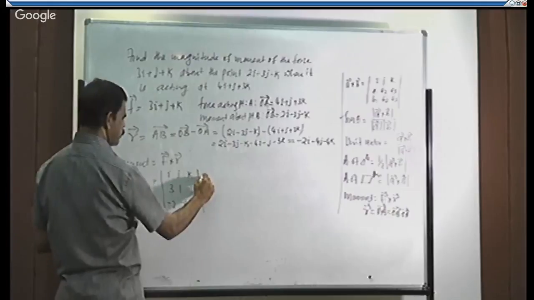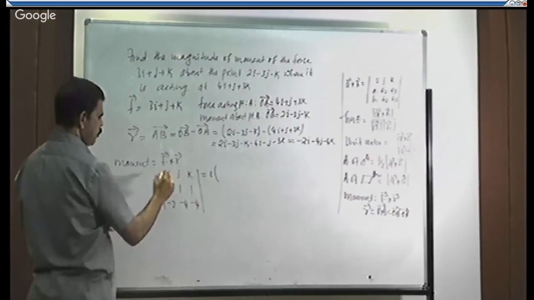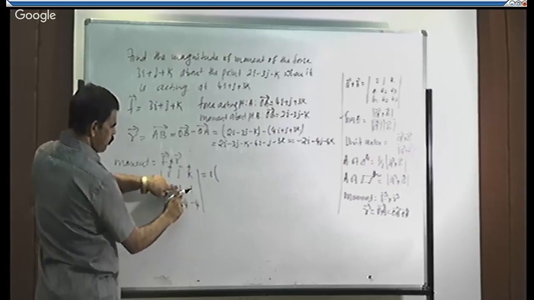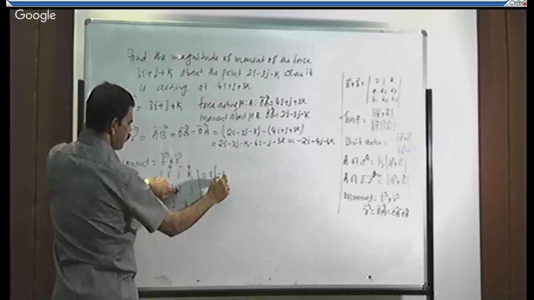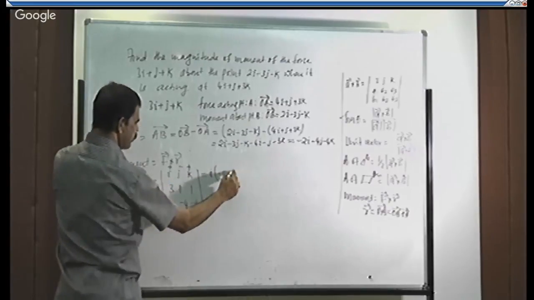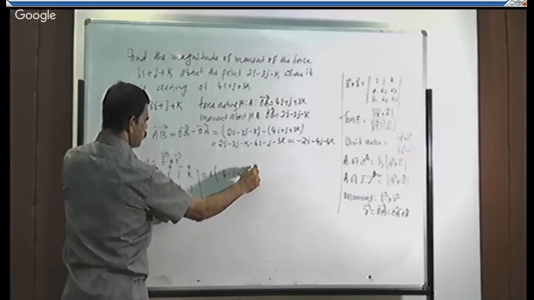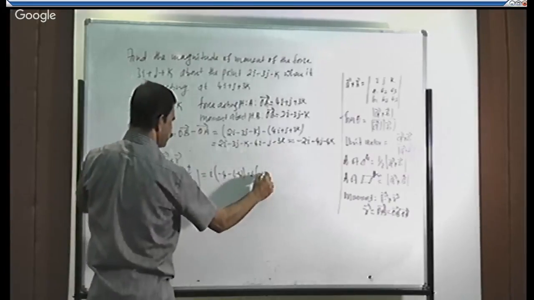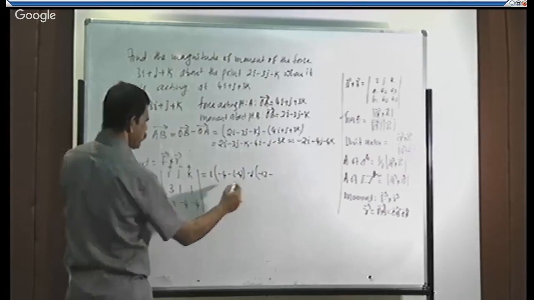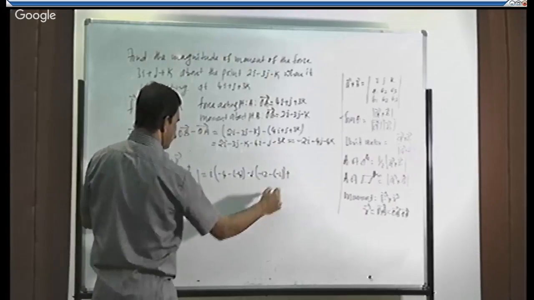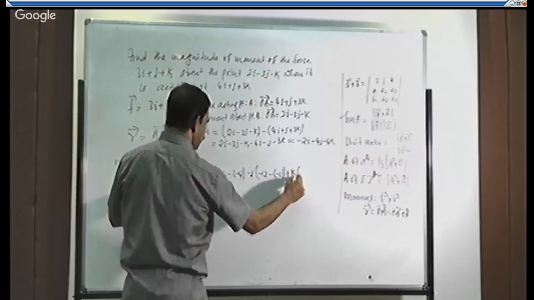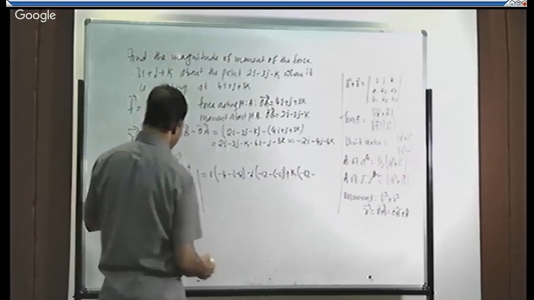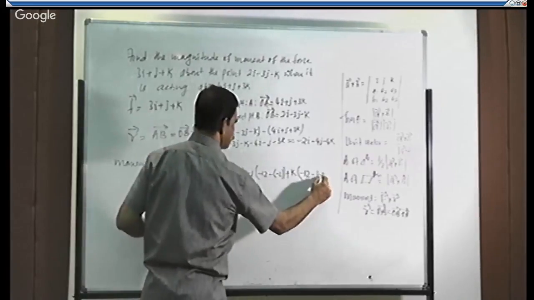Expand it. So expansion is i into plus, minus, plus. Leave the corresponding column and row. 1 into minus 4 is minus 4, minus of 1 into minus 4 is minus 4. Minus j into. Leave the corresponding column and row. 3 into minus 4 is minus 12. Minus of minus 2 into 1 is minus 2. Plus k into. Leave the column and row. 3 into minus 4 is minus 12. Minus of 1 into minus 2 is minus 2.